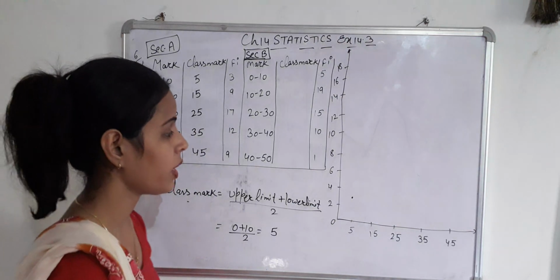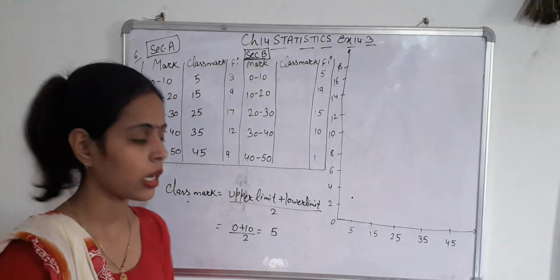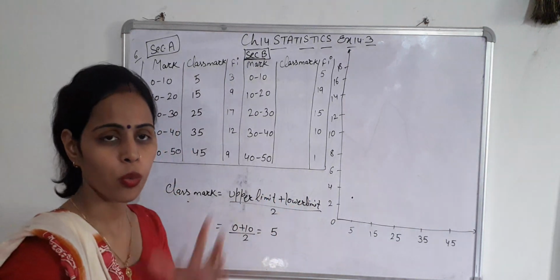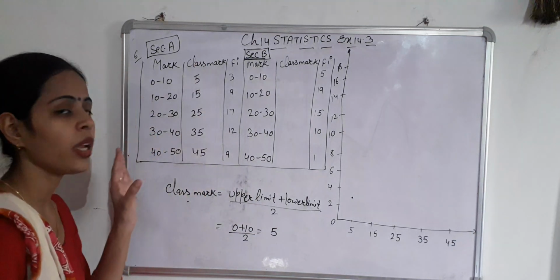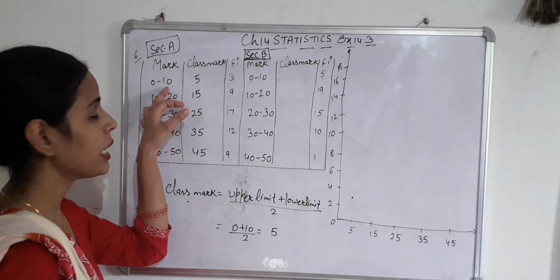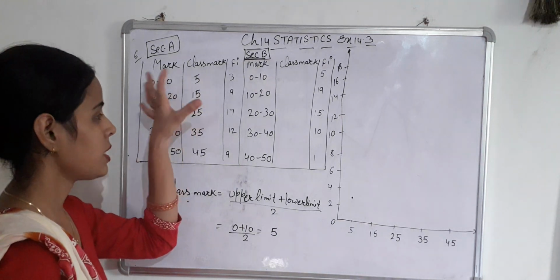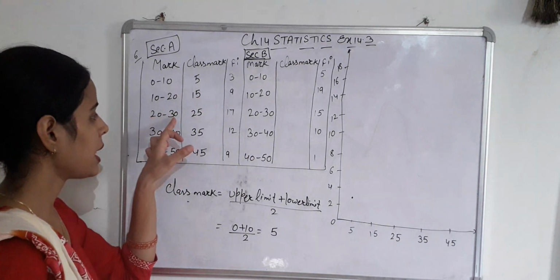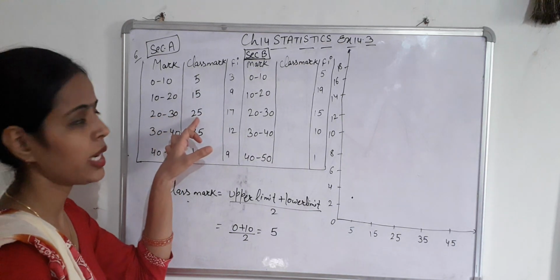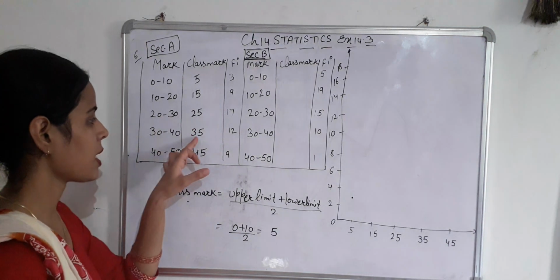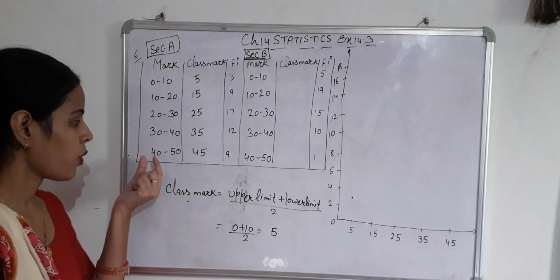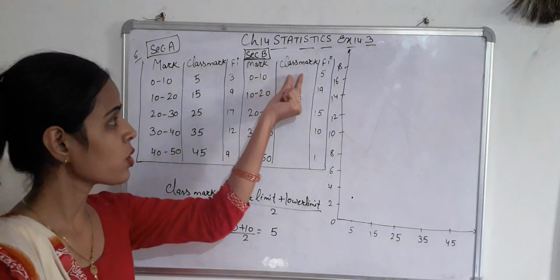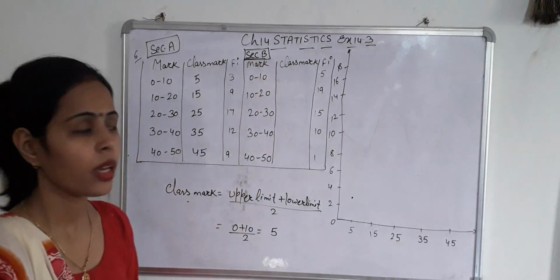Before drawing the frequency polygon, first find the class mark. Class mark is equal to upper limit plus lower limit upon 2. Find the class mark for each interval. 0 plus 10, 10. 10 upon 2, 5. Similarly, 10 plus 20, 30. 30 upon 2, 15. 20 plus 30, 50. 50 upon 2, 25. 30 plus 40, 70. 70 upon 2, 35. 40 plus 50, 90. 90 upon 2, 45. Also find the class mark for section B.